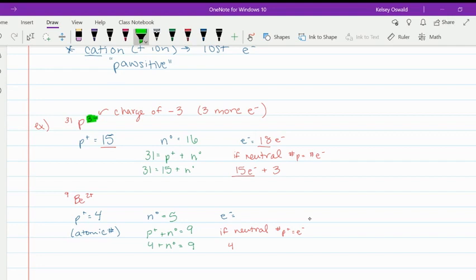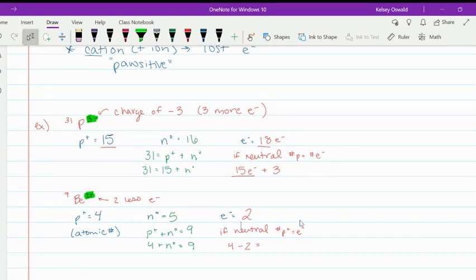However, if we look here, we have a +2 charge. That means that we have 2 less electrons than protons. We have a positive charge, we have more protons than electrons. That means we're going to have 2 less electrons than what we have of protons. So if we have 4 protons, that means we have 2 less electrons, leaving us with a total of 2 electrons in this ion.